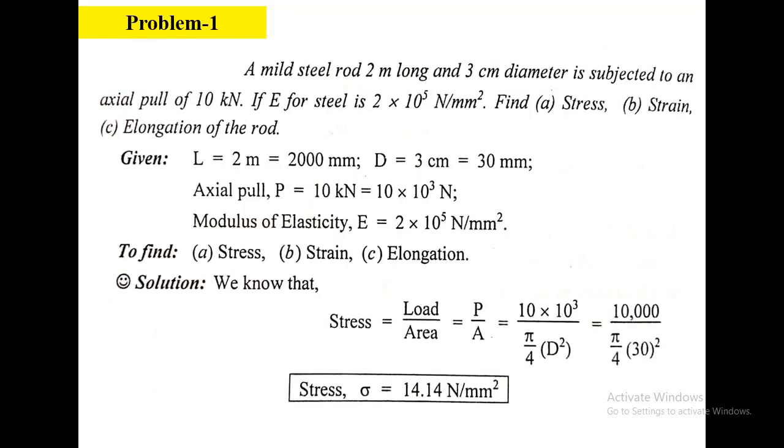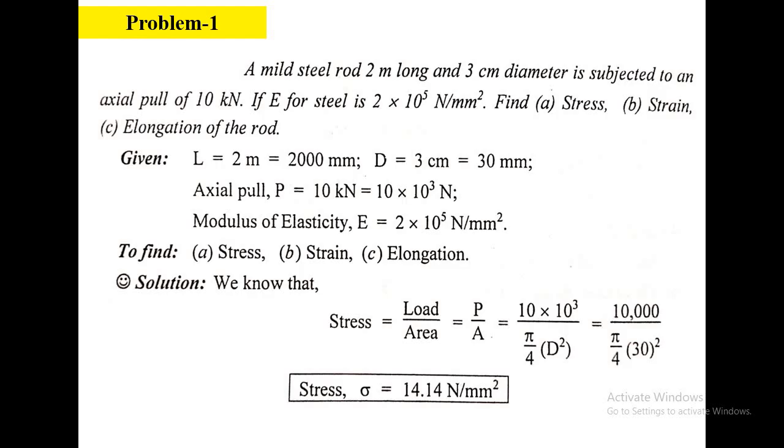And this is the example problem for the stress and strain calculations. A mild steel rod, 2 meters long and 3 centimeters in diameter, is subjected to an axial pull of 10 kilonewton. If E for the steel, that is Young's modulus for the steel, is 2 into 10 power 5 Newton per millimeter squared, find stress, strain and change in length, that is elongation of the rod.